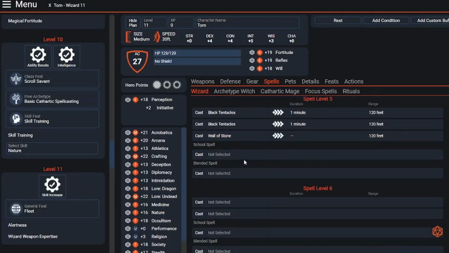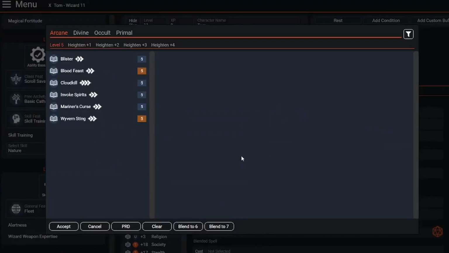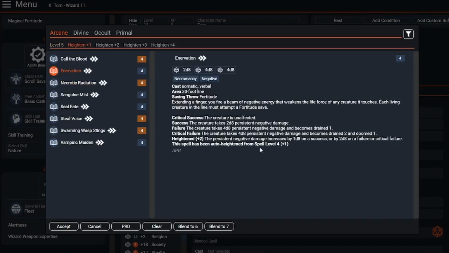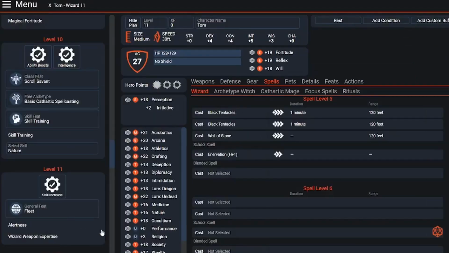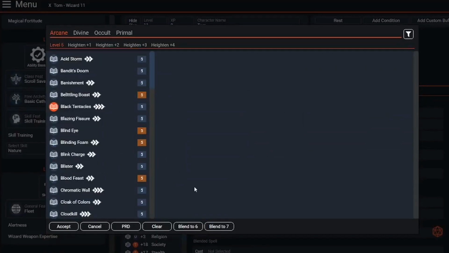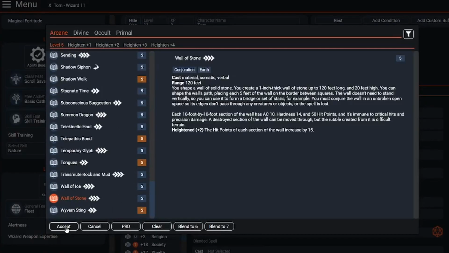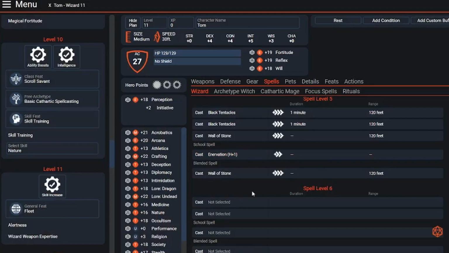We can prepare a Necromancy spell, and here I will prepare a Heightened Enervation. This is a line spell which deals persistent negative damage and heightens pretty well. It also applies Drained on a failure, so this is also a very iconic spell for a Necromancer. And for our blended spell, Wall of Stone is very good, so I'm going to prepare another copy of it. Again, I'm preparing these spells while blind. If you know what you're going up against, you can change this setup freely.